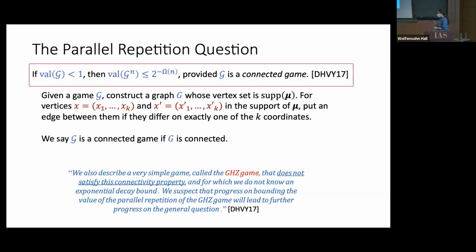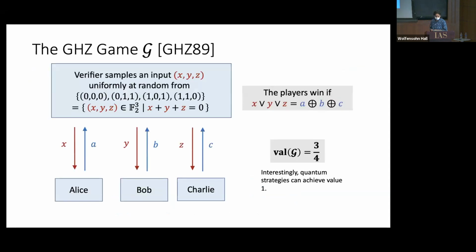So yeah, in particular, our proof of the GHZ game is different from doing a correlated sampling, and it's very different. Okay. So this is the GHZ game.